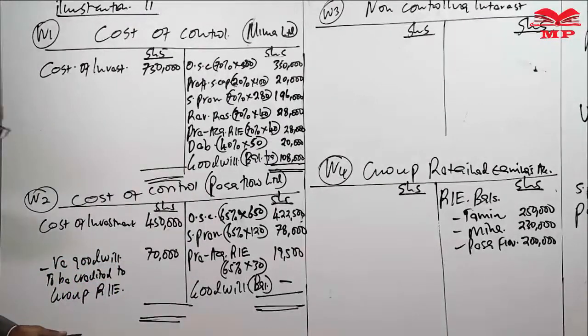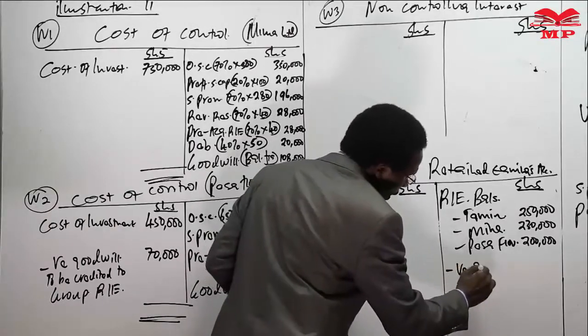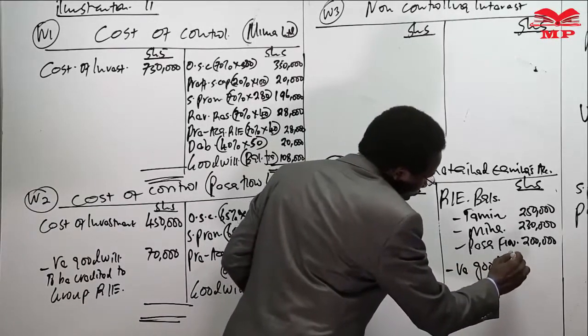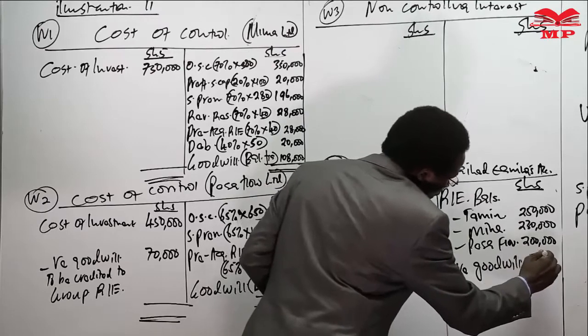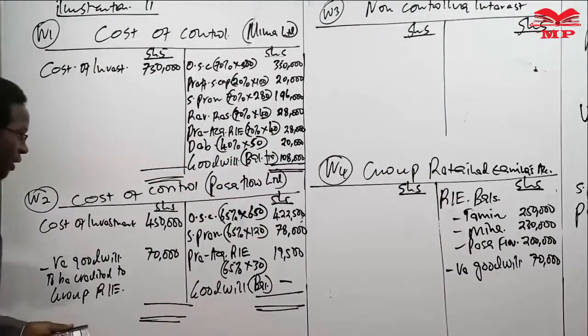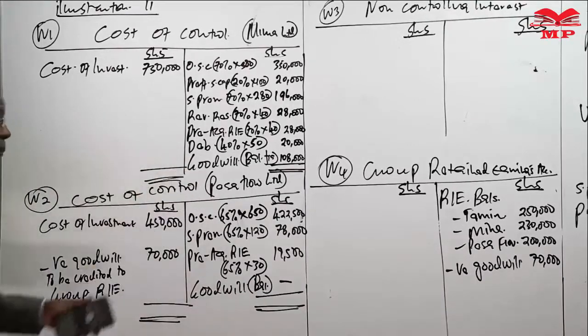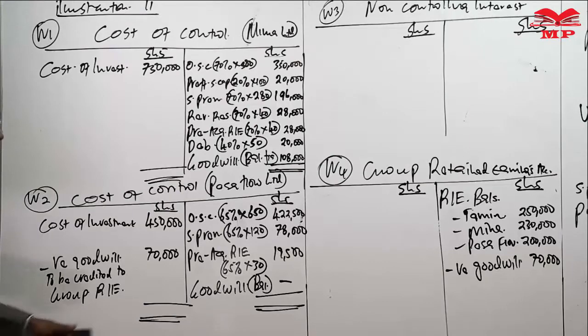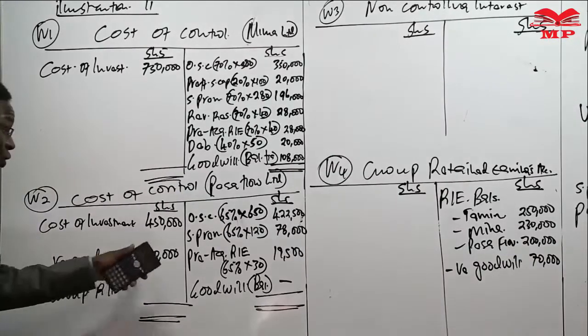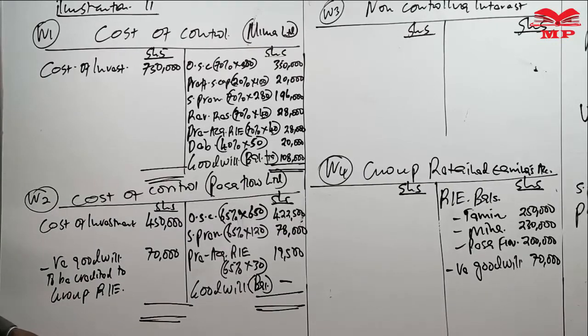70,000 is a profit. So we'll say there is negative goodwill. There is negative goodwill. Here is a reserve of 70,000. That's a very interesting question, and it's good to have one like this to illustrate the positive and the negative goodwill. So we are not going to test impairment on this negative goodwill, but we'll test impairment for the positive goodwill.